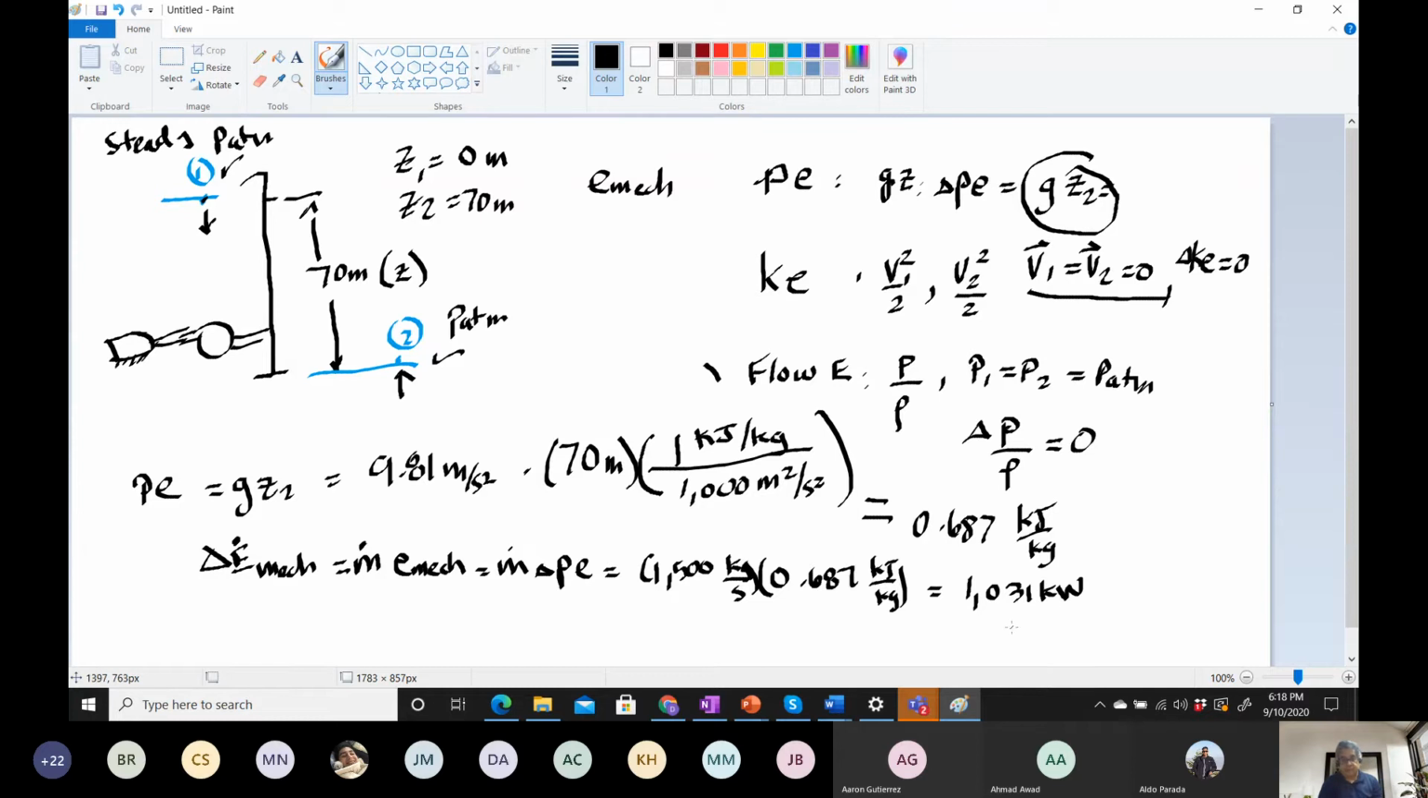So what I'm saying is that we were given the flow rate that comes out of here, and the flow rate given in the problem was 1,500 kilograms per second. Therefore, we're going to get a whopping 1,031 kilowatts out of this flow for that much flow rate. Now, how does that match up with the efficiency of the turbine?